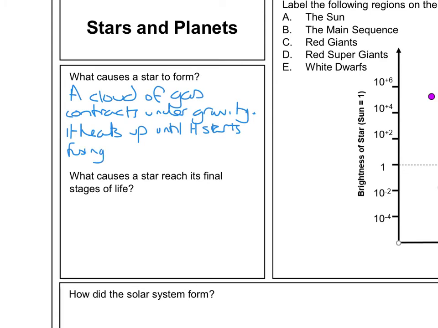Okay, what causes the star to reach its final stages of life? Okay, so we're talking about the end of the red giant stage here, so the stars run out of light elements.